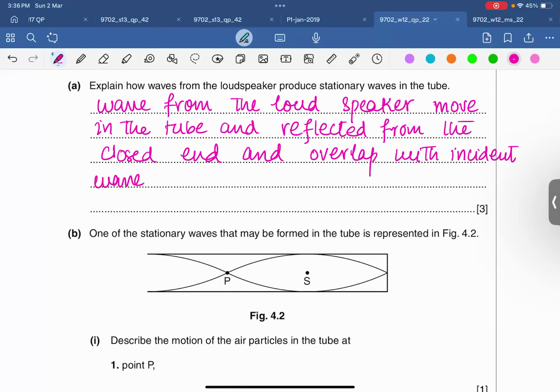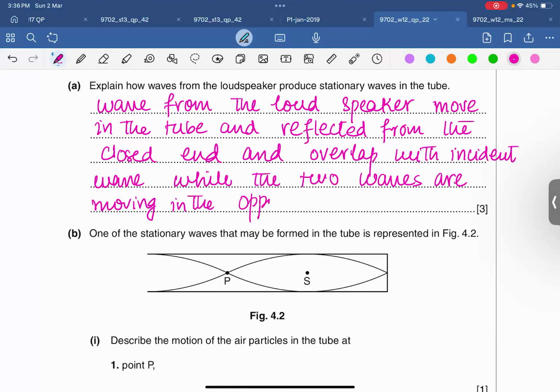While the two waves, the incident and the reflected waves, are moving in the opposite directions. Okay.